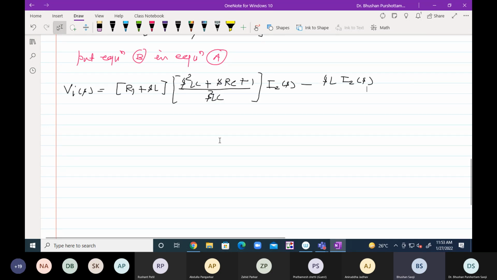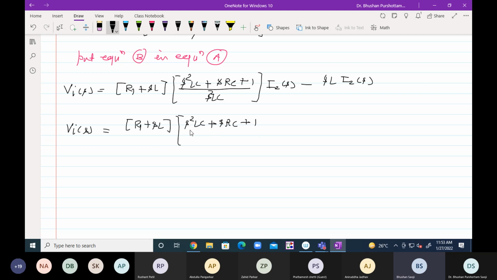Now we can have Vi of S equals, in brackets, R1 plus S into L, in brackets S square LC plus SRC plus 1 divided by S square LC. This I2 and this I2 get common, multiplied by S into L, and this complete bracket multiplied by I2 of S.